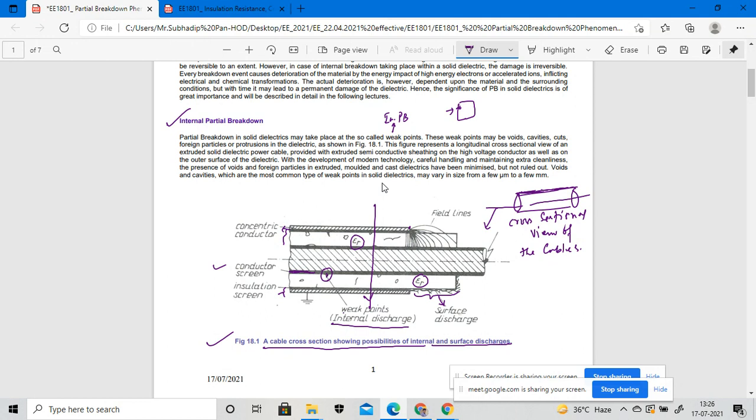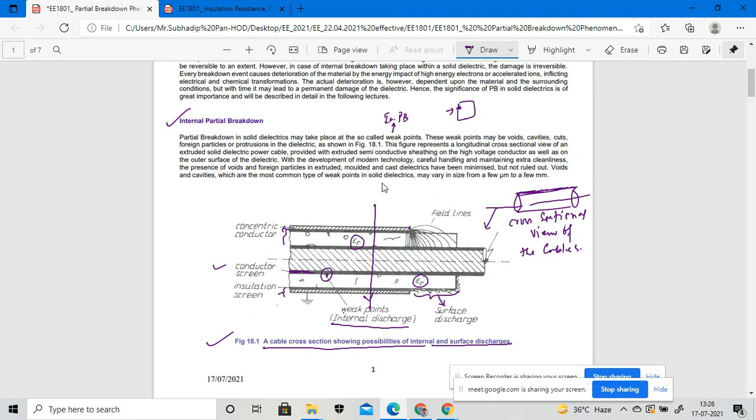So we will only see the outer surface. Okay, we will see the outer surface of the dielectric. With the development of modern technology, we can carefully handle and maintain extra cleanliness. So inside the cable we need to clean all those things.